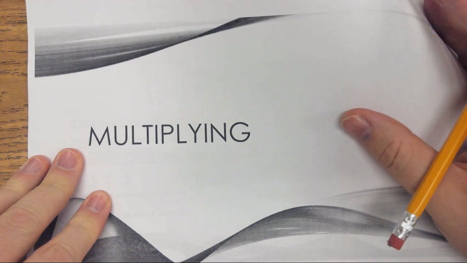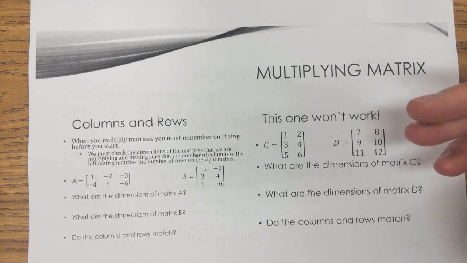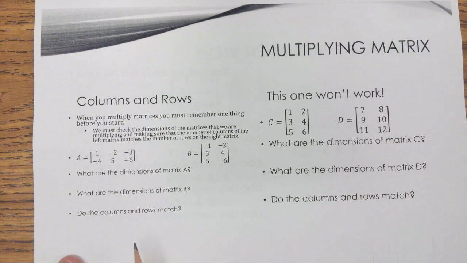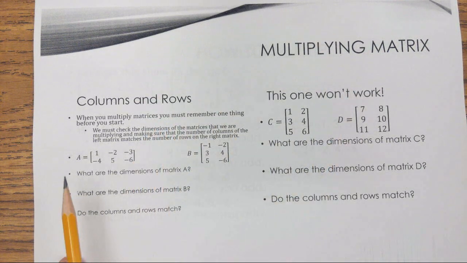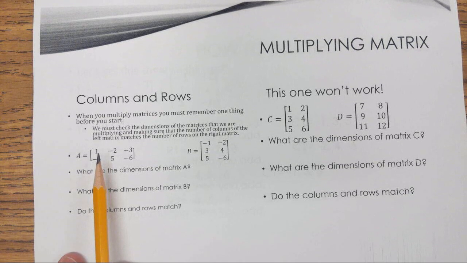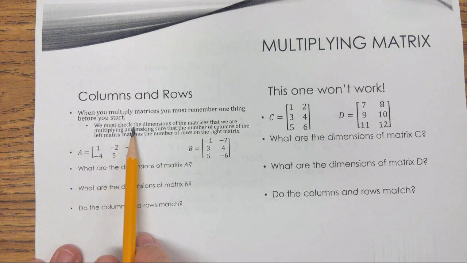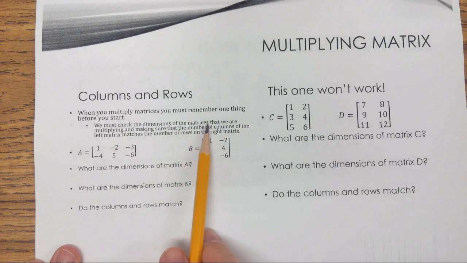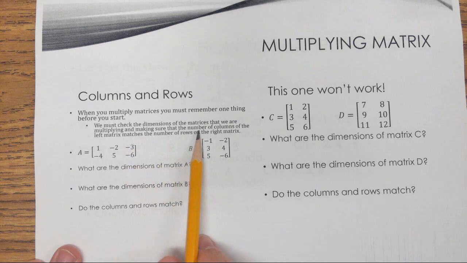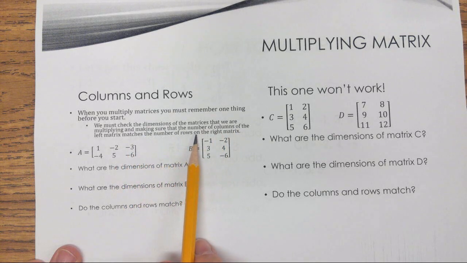So we've done addition and subtraction and identifying different types of matrices. This is a little bit different. When we're multiplying matrices, you need to remember one thing before you get started with the multiplication. You must check the dimensions of the matrices that you are multiplying and make sure that the number of columns of the left matrix matches the number of rows on the right.